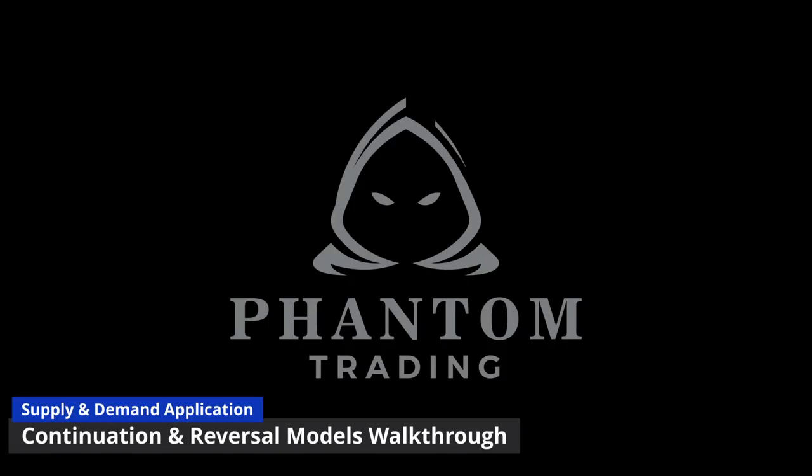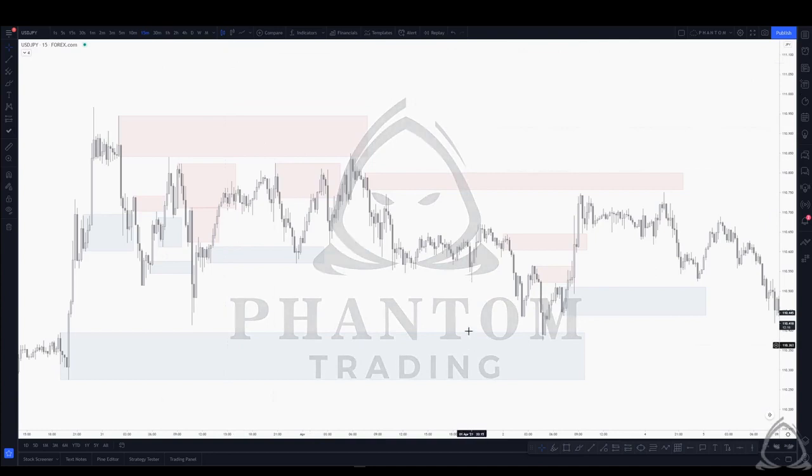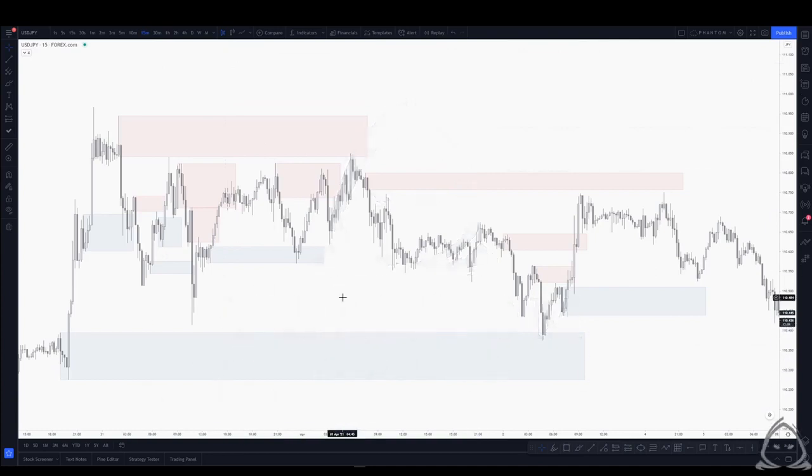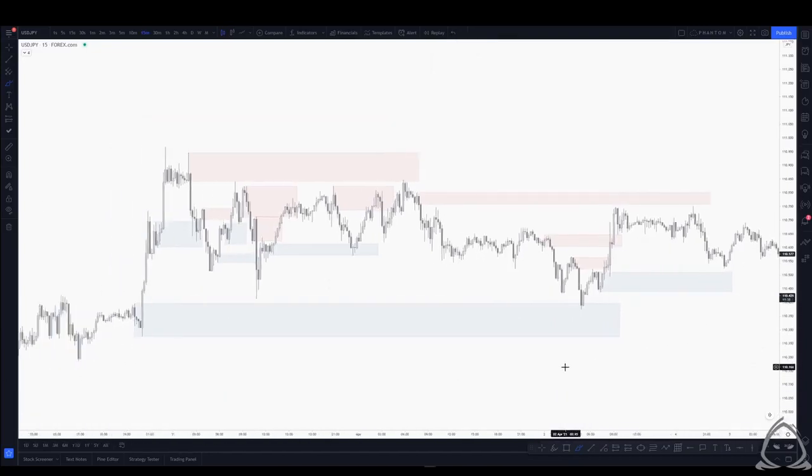Now let's refer back to our original example that we were using in video number 1. And instead of just focusing on mapping zones, let's break down which model of the supply and demand zones that we've mapped out, whether it be continuation or reversal and so on and so forth. So what we'll do is we'll start on the left side and just work our way to the right based on the zones that we mapped in the prior video.